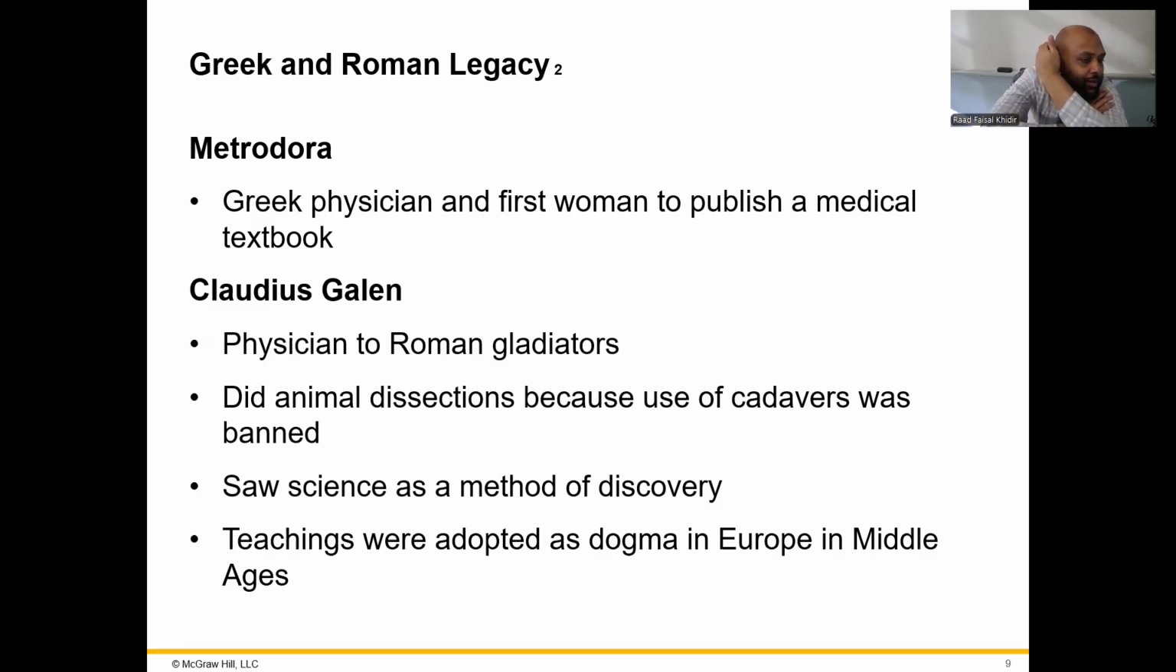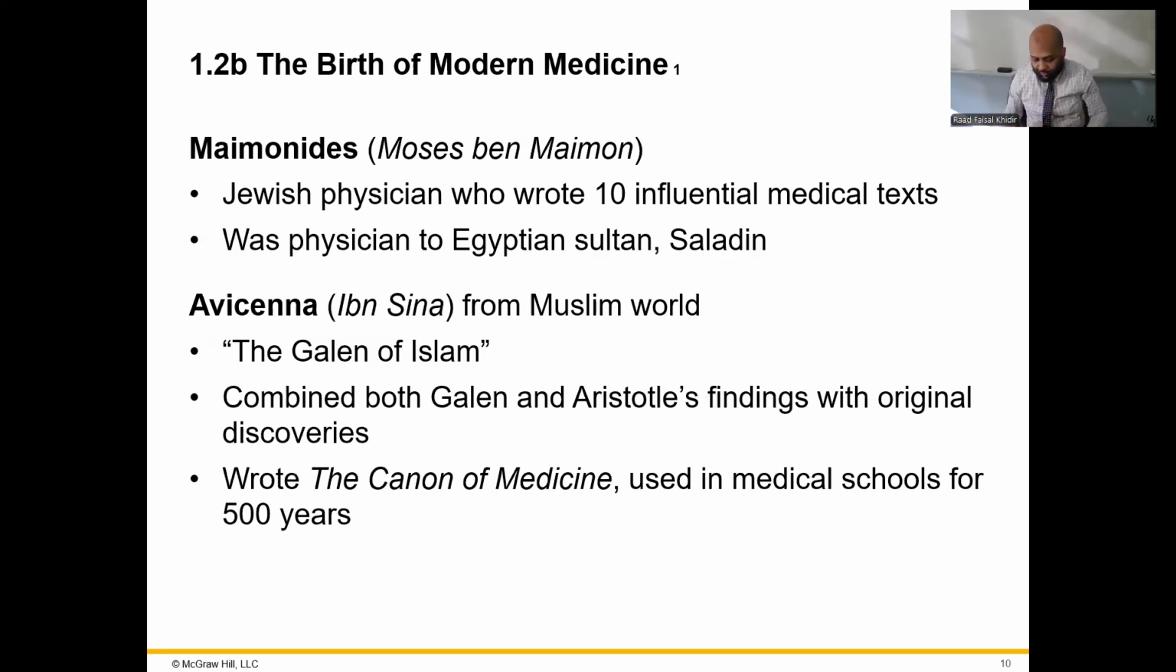And he did come up with very important contributions. Many of them were wrong, but some of them were true and hold true up to today. He did animal dissections because the use of cadavers at the time was banned. And he saw science as a method of discovery. His teachings were adopted as dogma in Europe in the Middle Ages. His teachings back in the day were the most important thing of their time.